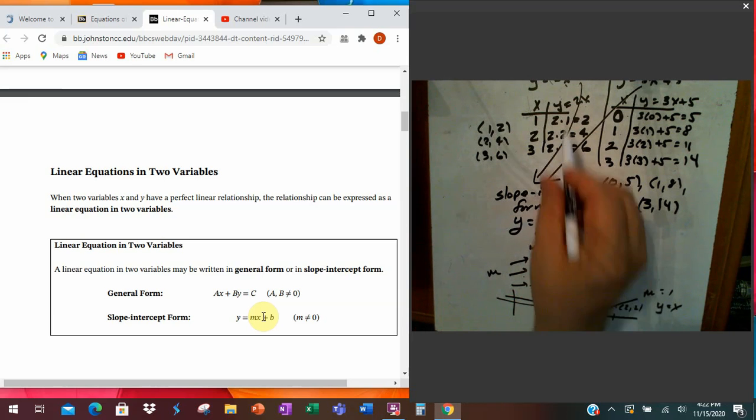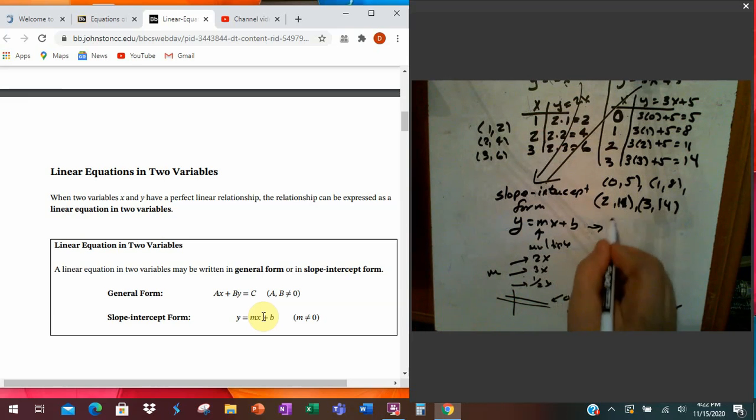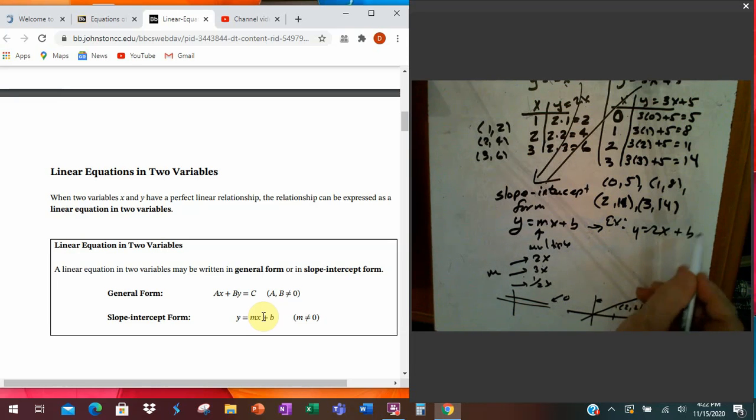In this case, here was the example, y is equal to 2x. When I did that one, b was equal to 0. So I had no b in that case. It was just y is equal to 2x. For y is equal to 3x plus 5, my m was 3, and this thing was 5. So my b was my 5 there.